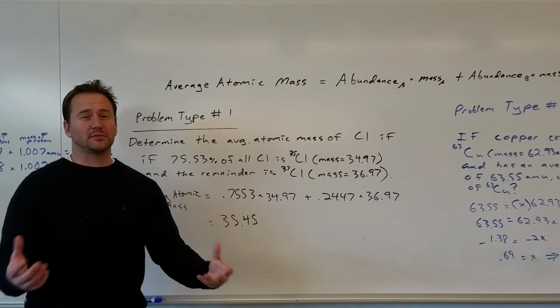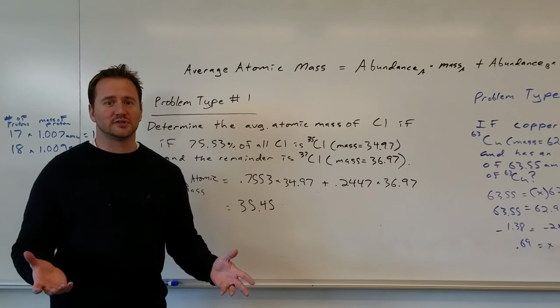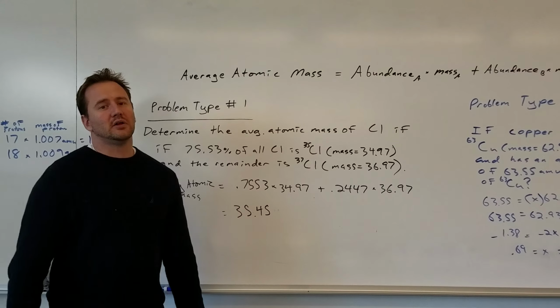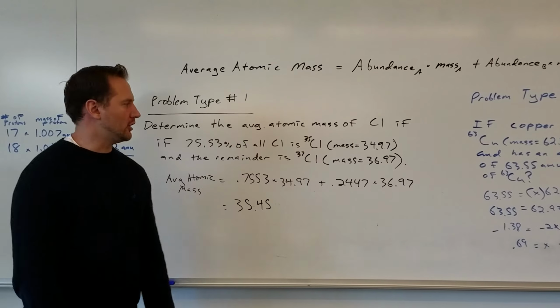So there's really two types of problems you're going to have to do. One would be to simply calculate the average atomic mass, which is pretty easy. And the other would be to calculate the percent abundance of an isotope for a given element.